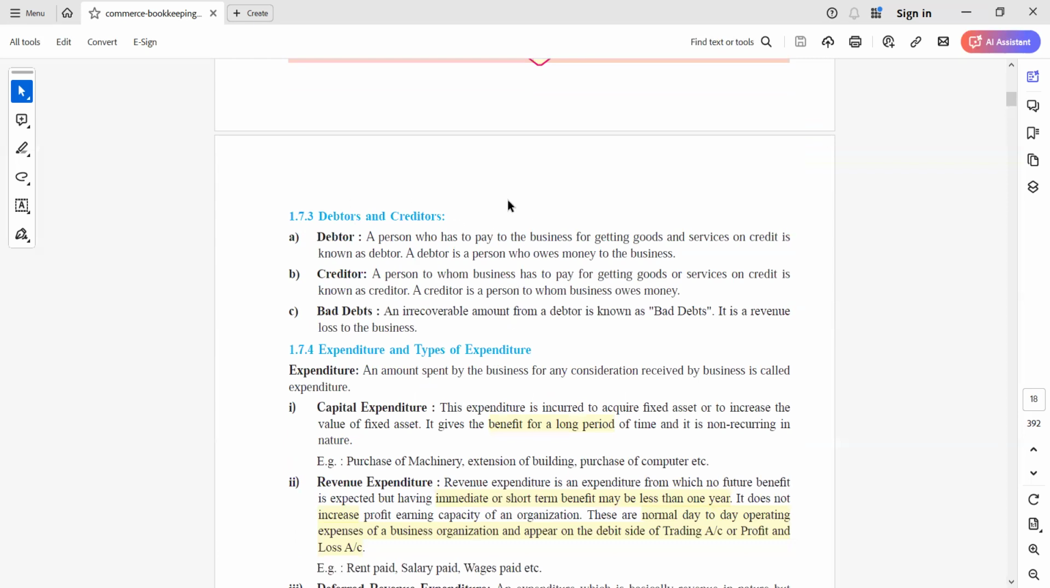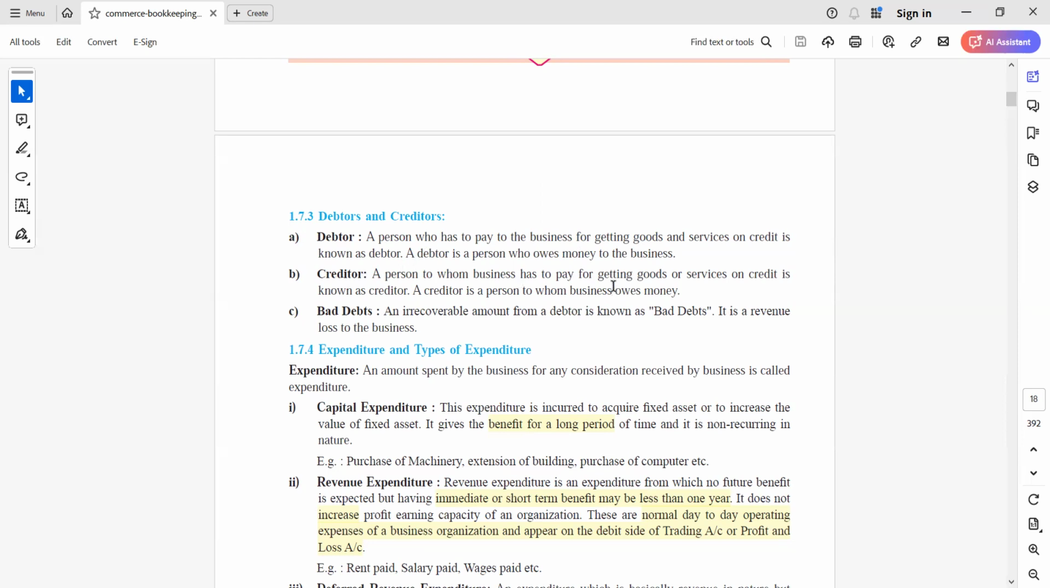Debtors, creditors. Even in our day-to-day life, we use these. A person who has to pay to the business for getting the goods or service on credit is known as a debtor. A debtor is a person who owes money to the business. Like you purchase something, say a car, and you take it on installments. So actually, for the bank, you are a debtor, because you take it on a loan. If you buy a car on a loan, then for the bank you are a debtor, and for you, the bank is a creditor. So in simple terms: a creditor is one to whom you have to pay, and a debtor is one from whom you have to receive.